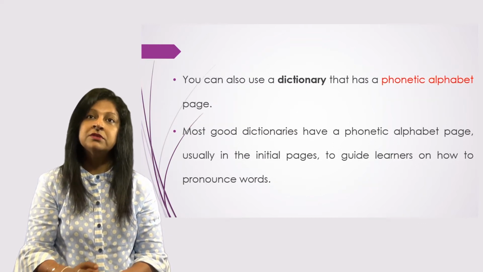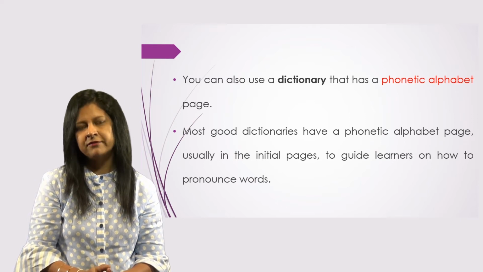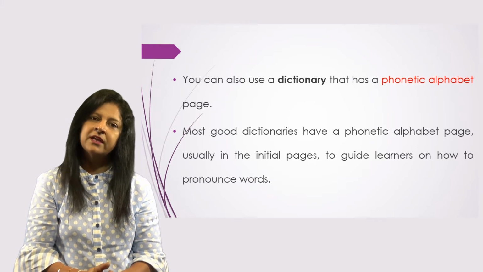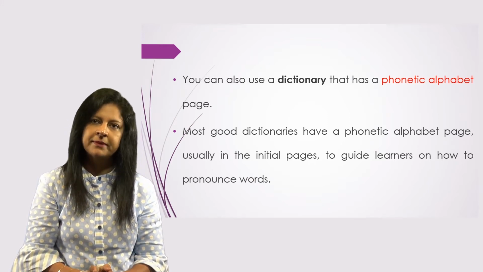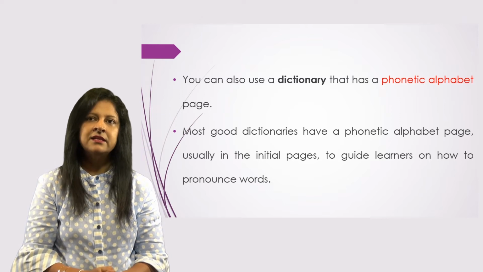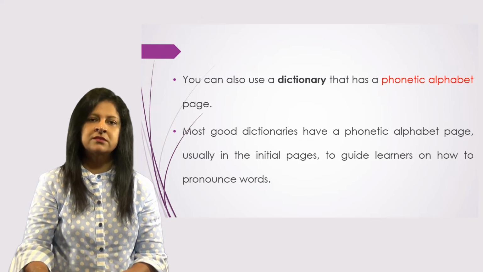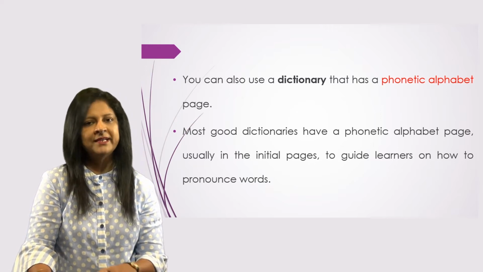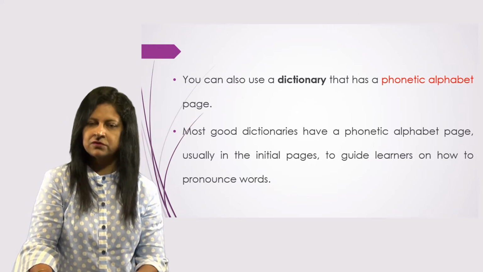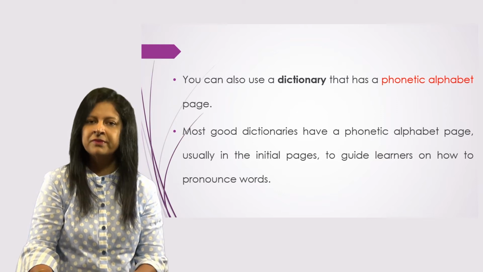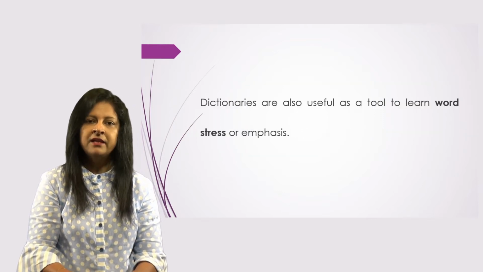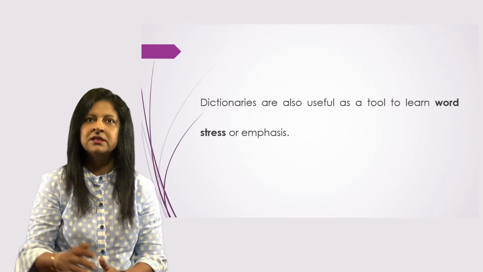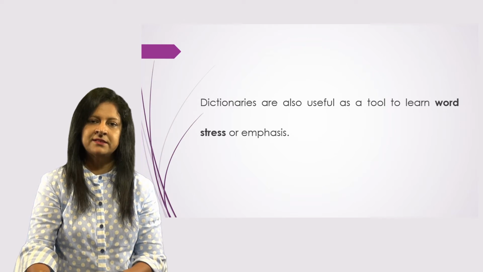You can also use a dictionary that has a phonetic alphabet page. Most good dictionaries have a phonetic alphabet page, usually in the initial pages. It guides learners how to pronounce words. So if you see a phonetic page, definitely it shows everything for you. It's not difficult for you once you get used to that. So it shows the way to pronounce. And the other thing is dictionaries are also very useful. It has a tool to learn word stress or emphasis.